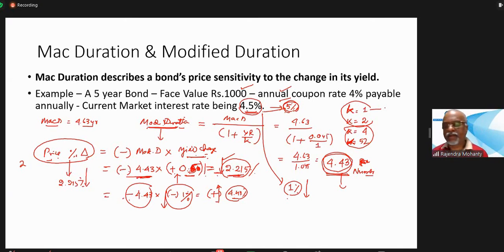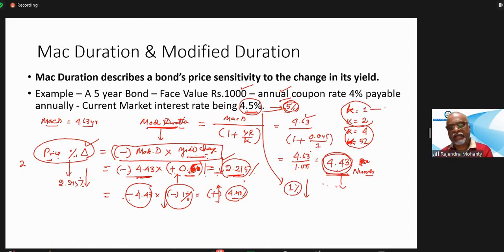This is simply a number because we have divided the year by some interest rate, so it cannot be a year. It should be a number. Modified duration is a number. MAC duration is a time period. So this number is required to calculate the price change percentage by this formula. This is the only formula you can apply, and by applying it you get how much the price is changing. So the question will be asked directly like this, or a reverse question may be asked also.